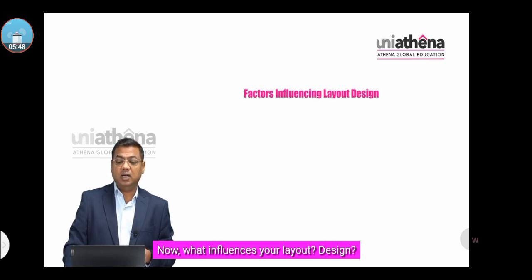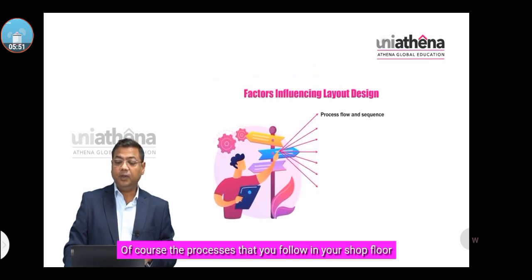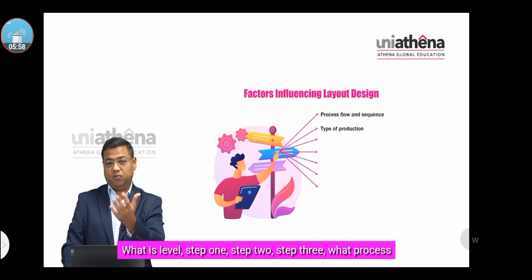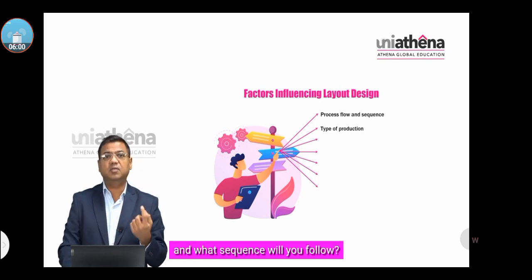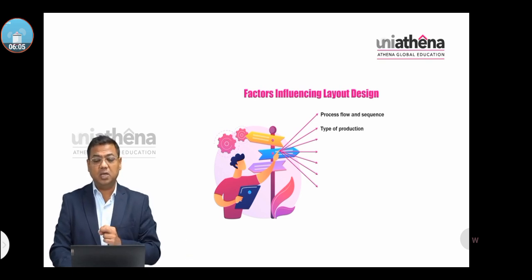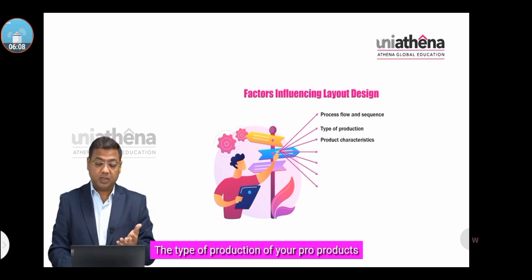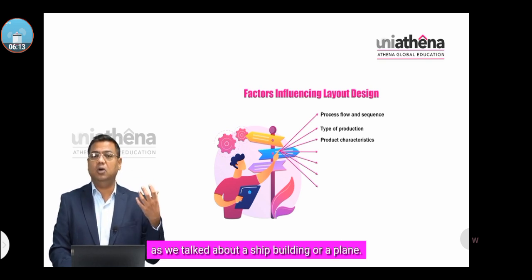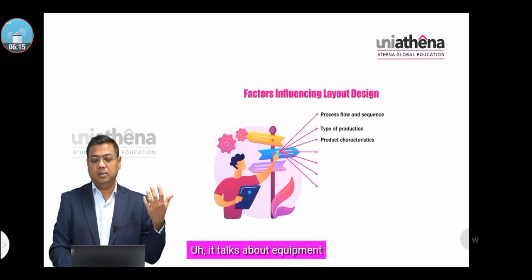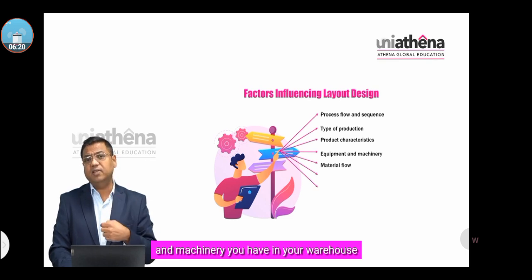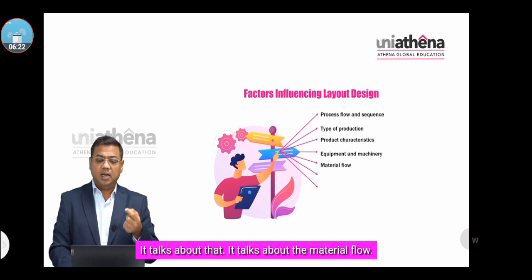Now, what influences your layout design? Of course, the processes that you follow in your shop floor and the sequence that you want to follow for your operations. What is step 1, step 2, step 3? What process and what sequence will you follow? These are some of the factors that would heavily influence the design that you choose: the type of production of your products that you have to manufacture, the characteristics of the product, as we talked about a shipbuilding or a plane. It talks about equipment and machinery, depending on what equipment and machinery you have in your warehouse or in your production plan.